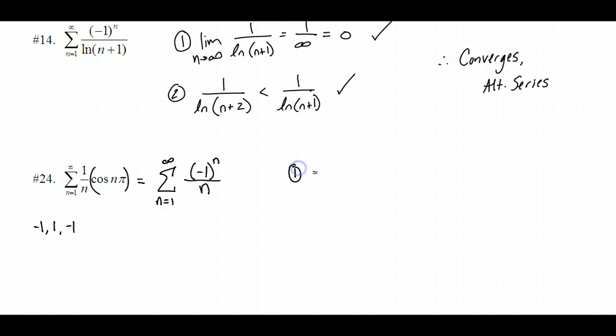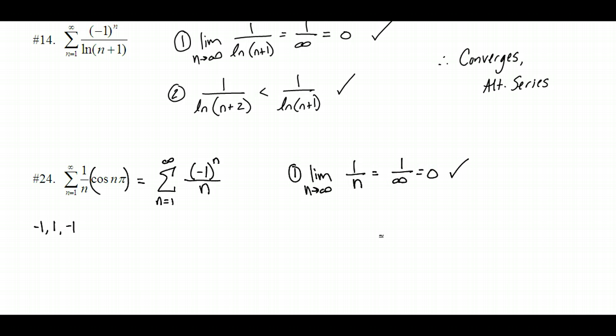We have two conditions. The first condition, the limit as n approaches infinity. Remember, we take the absolute value. We're not concerned about the alternating portion. So that leaves us with 1 divided by n. When we use direct substitution, we get 1 divided by infinity, which is equal to 0.